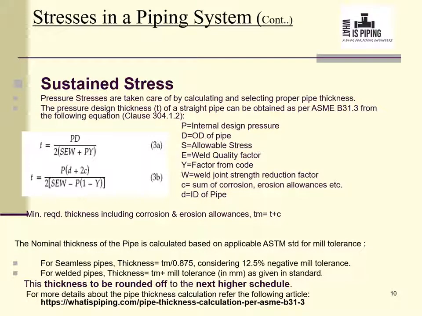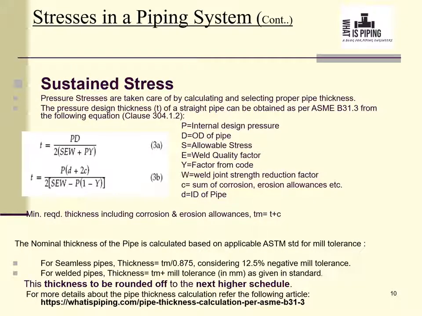As per this code, clause 304.1.2, the pressure design thickness T of a straight pipe can be calculated using these equations. Here, P is equal to internal design pressure, D is equal to outer diameter of the pipe, S is equal to allowable stress at design temperature. E, Y, W are various factors that are obtained from the code itself.